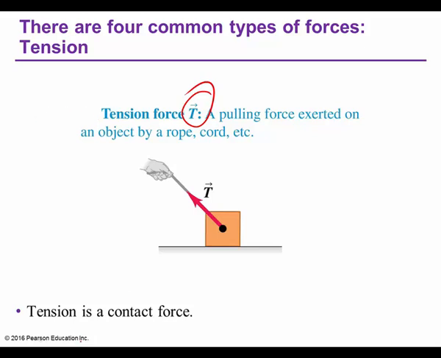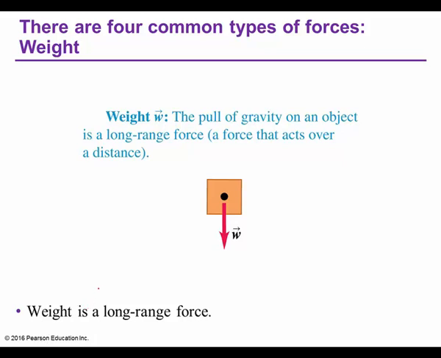So we got normal force, we got frictional force. What else? We got tensional force. And then here's one, plain old weight. Now we typically write weight as just W. You can write it this way, F of W. And we'll get to the units in a minute. And notice they call this a long-range force.